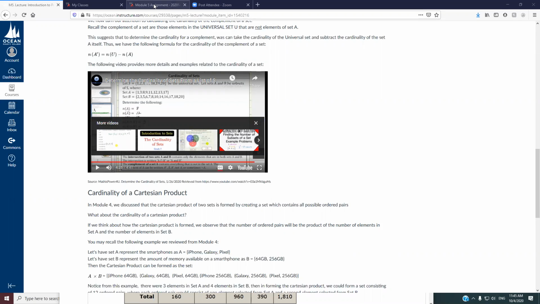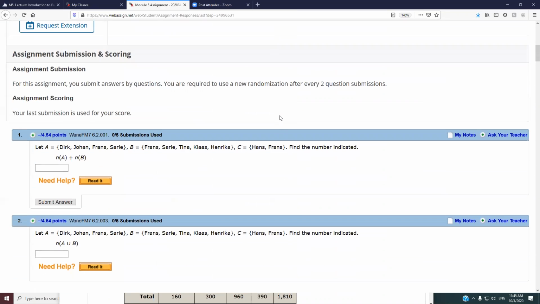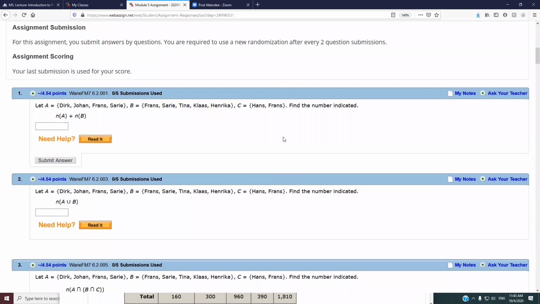All right, well, let me go into WebAssign because I want to show you a couple of the different types of problems that you might come across in WebAssign. Let's try to do maybe one of each different type of problem here in WebAssign. All right, so this is the Module 5 homework. All right, let's go to example problem number 1.